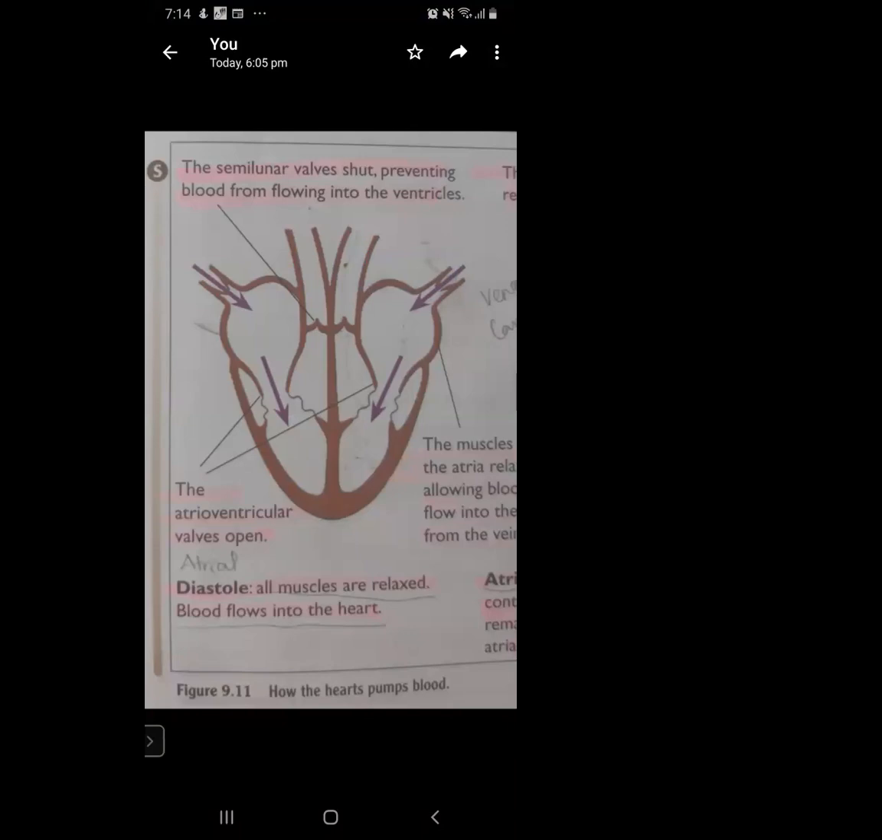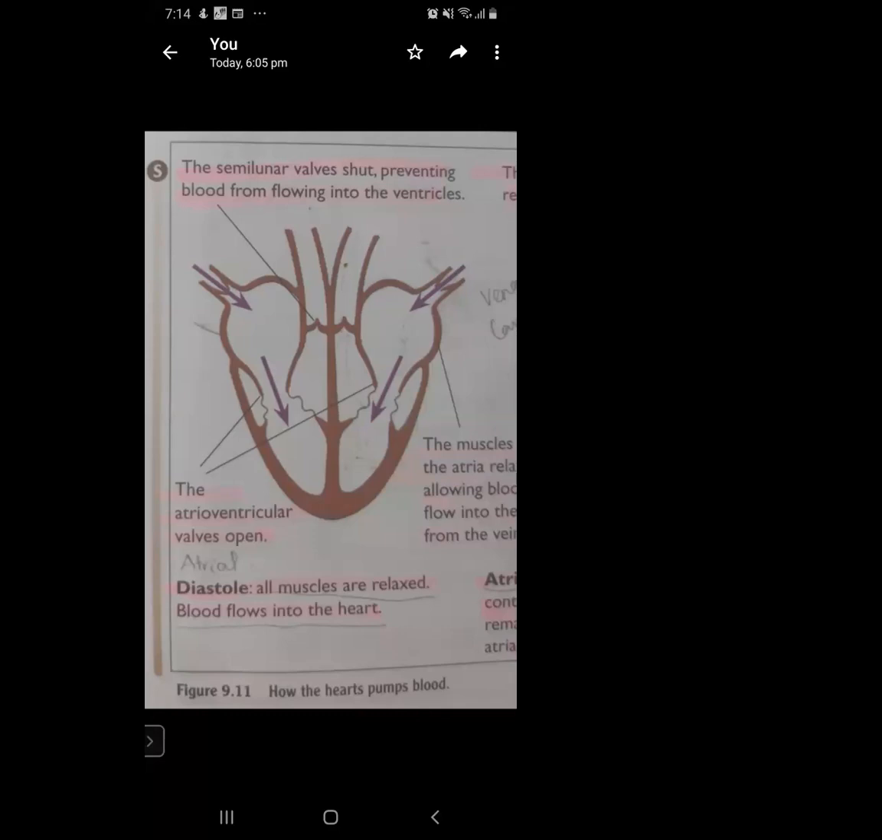So when the atria relax, now remember, any chamber which is relaxing, its volume is increasing. And when the volume is increasing, pressure is decreasing. Fluid flows from a region of high pressure to a region of low pressure. So when the atria relax, its volume increases, pressure falls, and therefore the blood can easily enter into the atria via the vena cava into the right atrium and the pulmonary vein in case of left atrium.